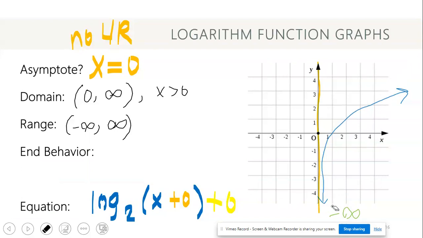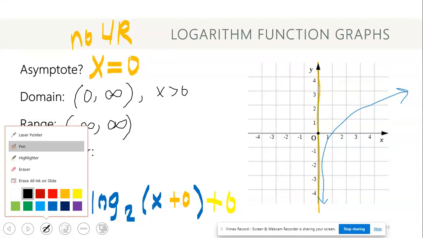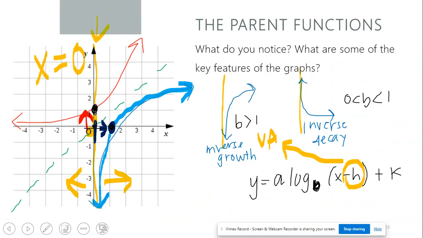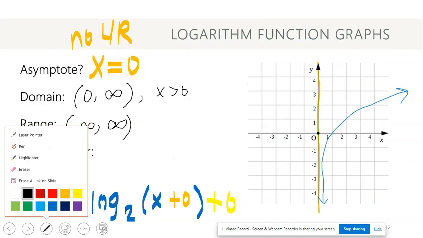And the reason for that is because these are inverses. So the exponential and log domain and range, they have to swap too. So just like the exponential domain was always positive infinity to negative infinity, now it's got to swap. The y values are always going to be positive infinity to negative infinity for logarithms.